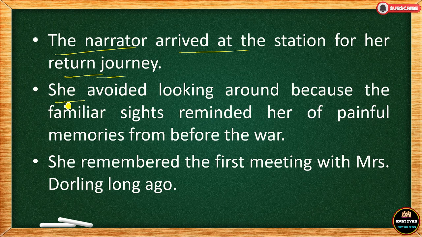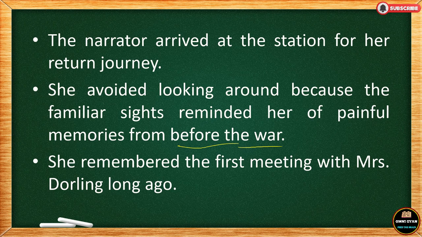Now you see here, she avoided looking around because the familiar sights reminded her of painful memories from before the war. Many years ago, the narrator was there where Mrs. Dolling stayed. Obviously, she avoided looking around, because when she saw the scenery, the road, the streets, the houses, it reminded her of her past painful memories from before the wartime. I told you in the beginning that the writer of the story had survived the Holocaust, the mass killing during the World War II period.